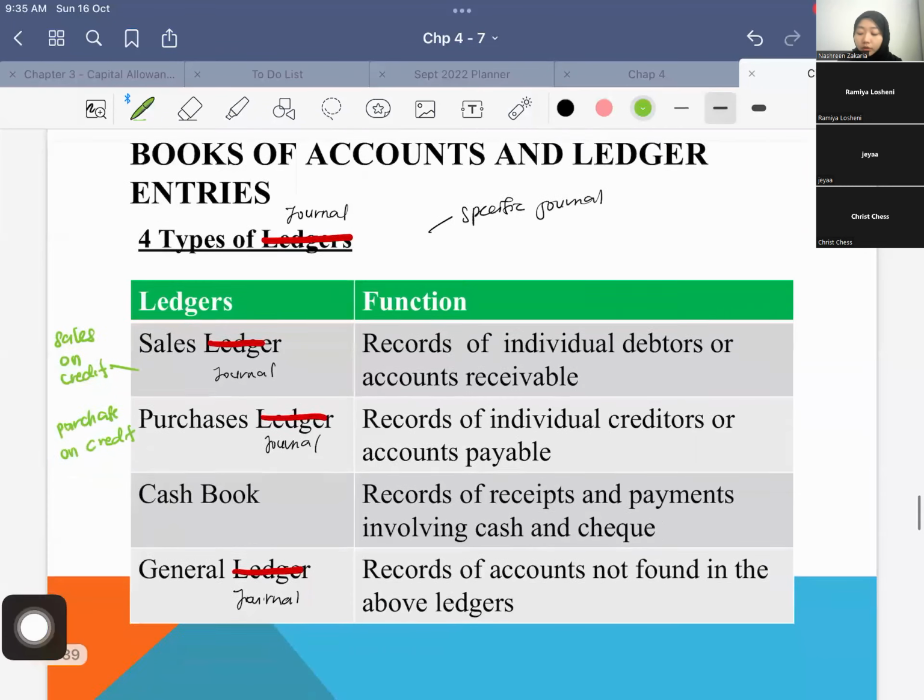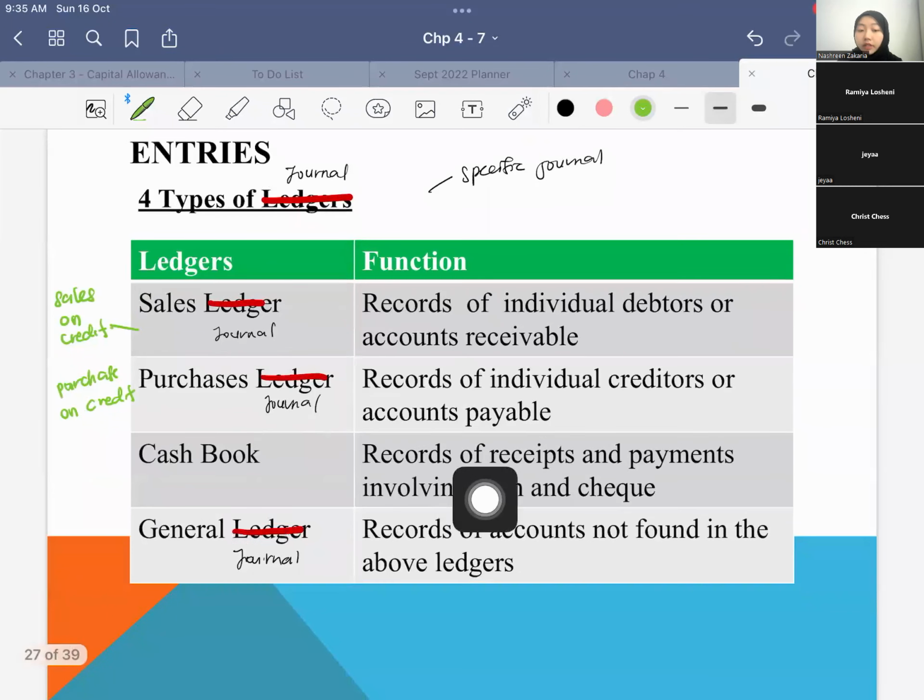Cash book, easy. Whatever transaction is related to cash, receipts and payments involving cash and cheques, you will record under the cash book. The cheque we already learned earlier. A cheque is a bank account, so this is also actually cash, but it is cash in the bank. So whatever transaction is related to cash or bank, we will record under the cash book. This one is easy.